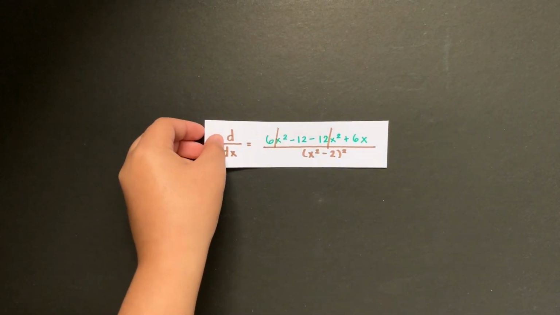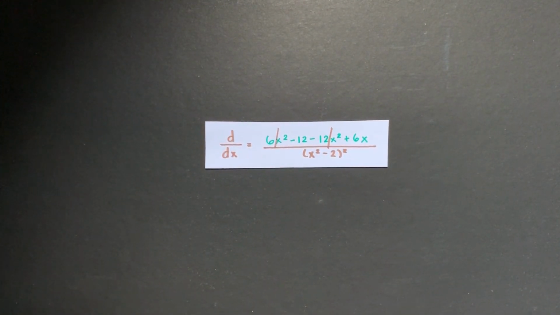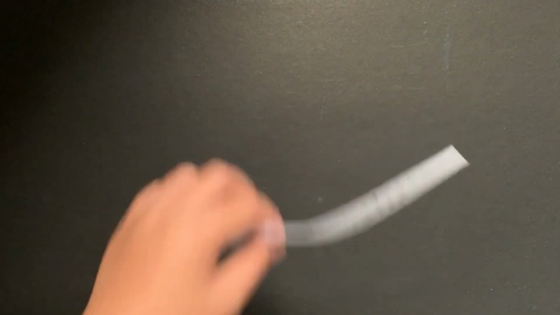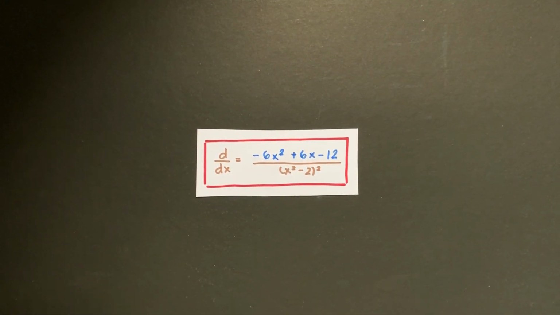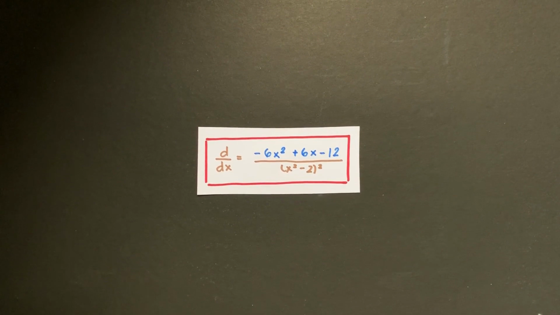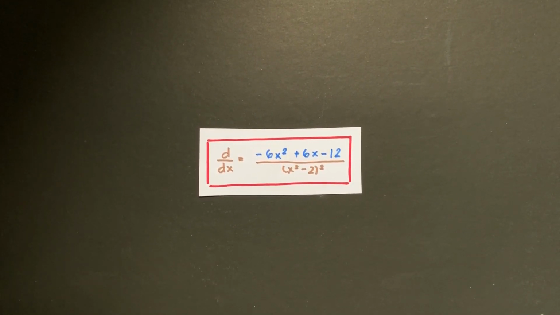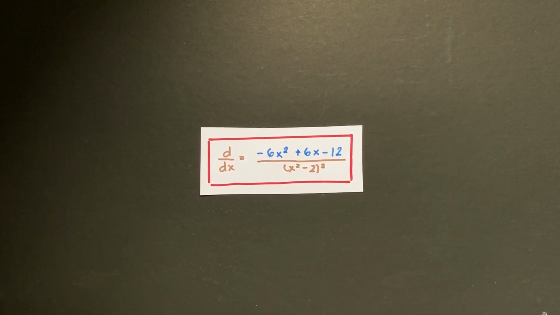Lastly, you combine the like terms, but you don't have to simplify the denominator. So, the derivative of 6x minus 3 all over x squared minus 2 is negative 6x squared plus 6x minus 12 all over x squared minus 2 raised to the power of 2.